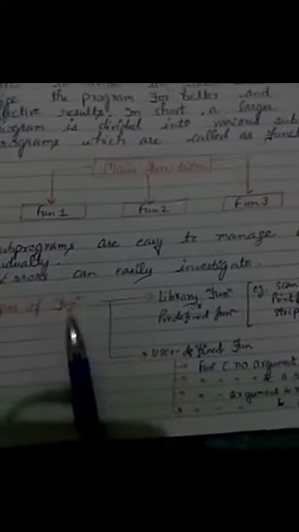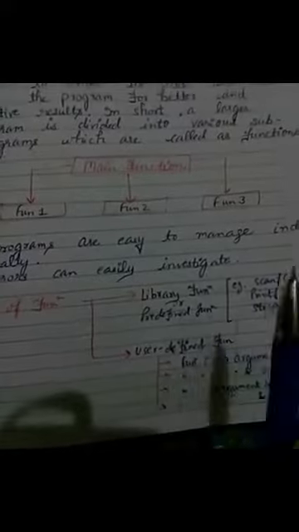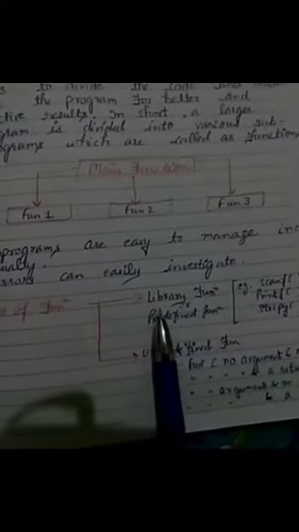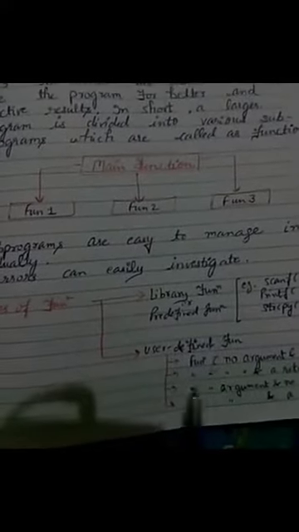Next, types of functions. What does it mean, types of functions? There are basically two types of function. First is the library function, which we also know as a predefined function. Second is user defined functions.